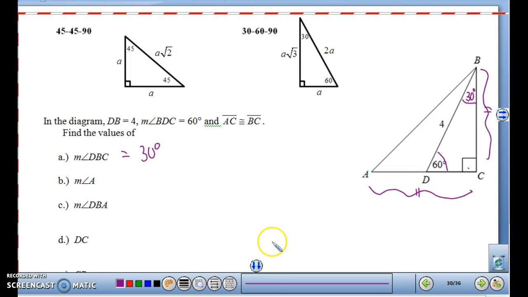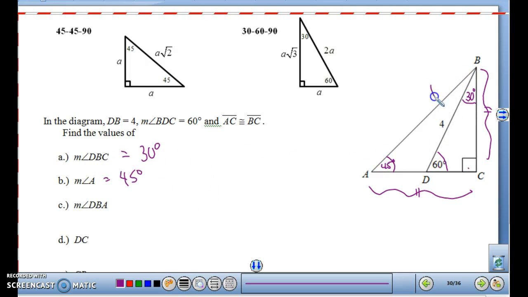Next, the measure of angle A. Angle A is right here. Now, remember that AC and BC are congruent, making this an isosceles right triangle. So if AC and BC are congruent, that means A and the whole angle B here would have to be how many degrees? Well, each one would have to be 45, because it's isosceles. So the measure of angle A is 45.